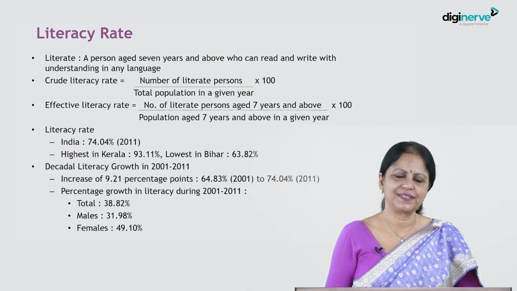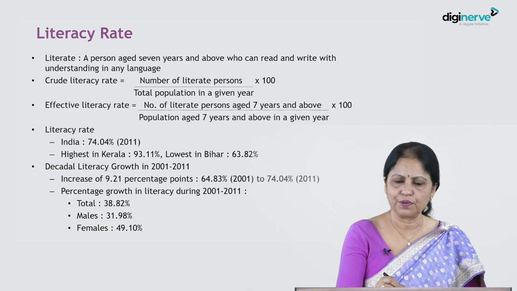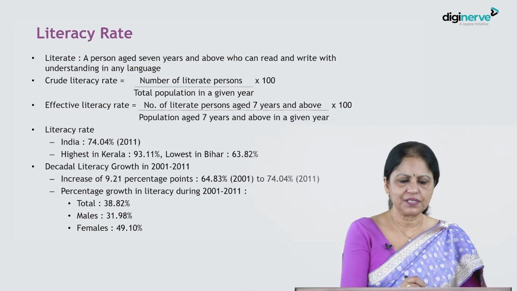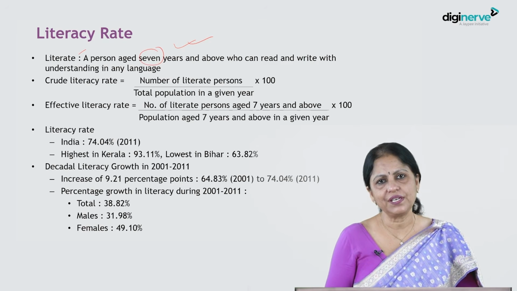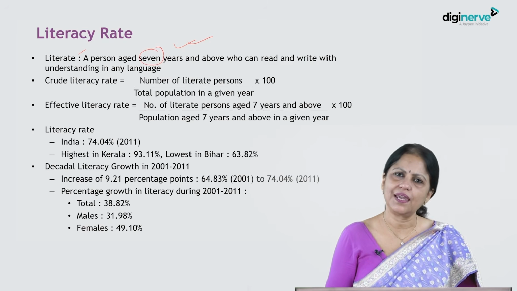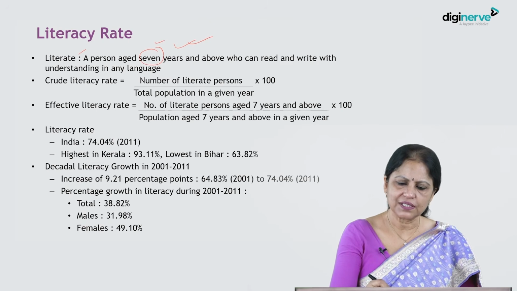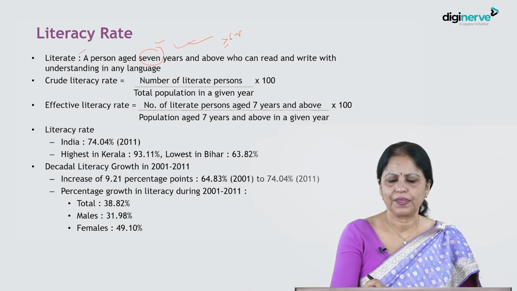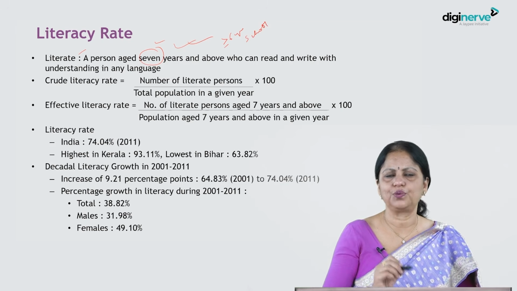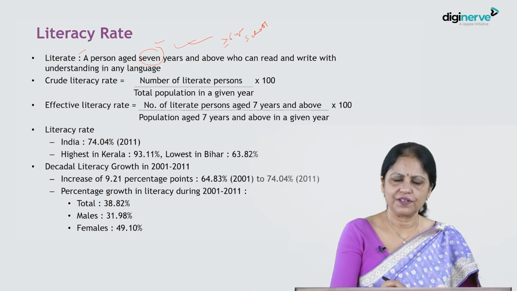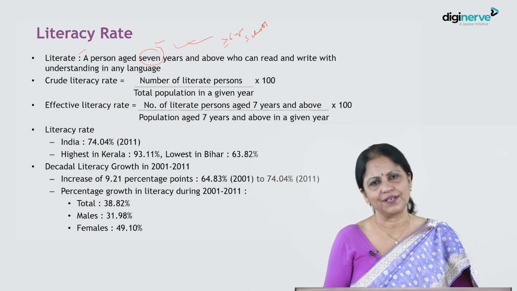So next is literacy rate. First you have to know the definition of literate, and this you have to memorize. A literate is a person aged 7 years and above who can read and write with understanding in any language. 7 years is considered because 6 years is considered to be the school going age. A child starts going to school from 6 years. After that, the child becomes literate, and hence 7 years is taken as the cutoff for literacy.